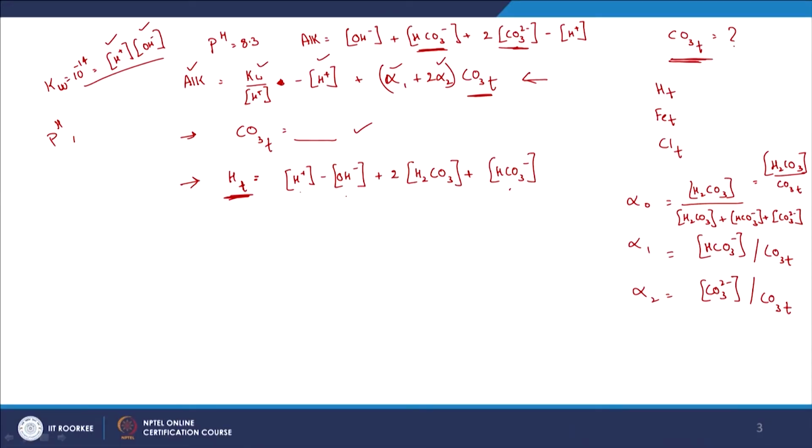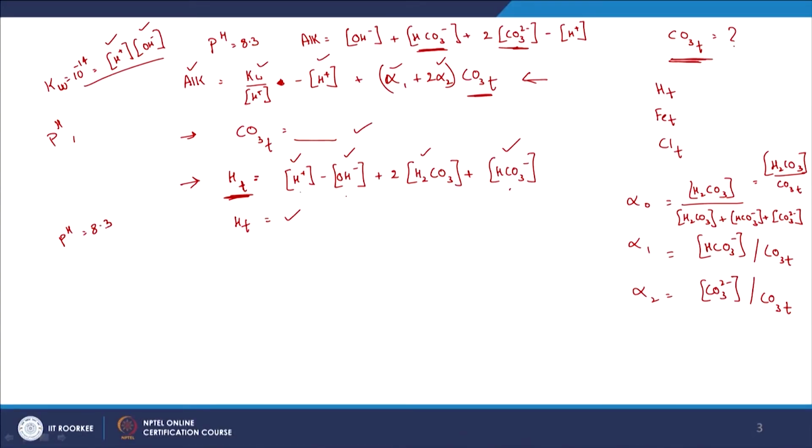Again, so at this stage we have CO3 total, and because I have CO3 total, I can calculate H2CO3 and HCO3 minus concentration, right. I also have H plus and OH minus concentration, so I now have the concentration of H total, right. So initially now I have CO3 total and H total, right.